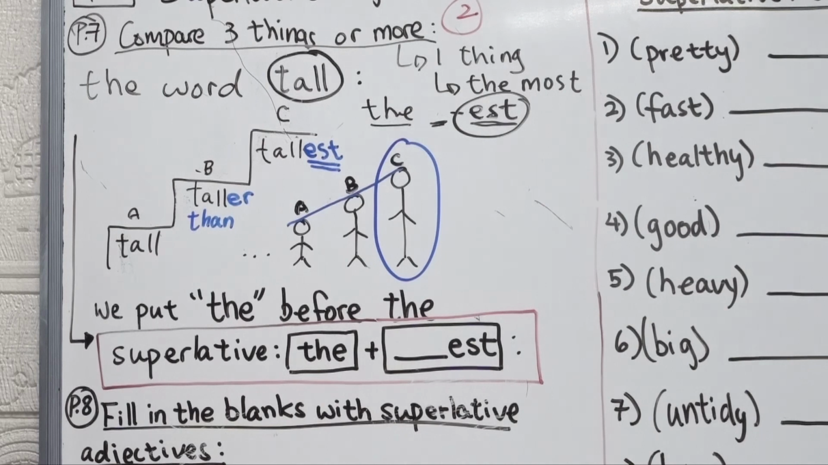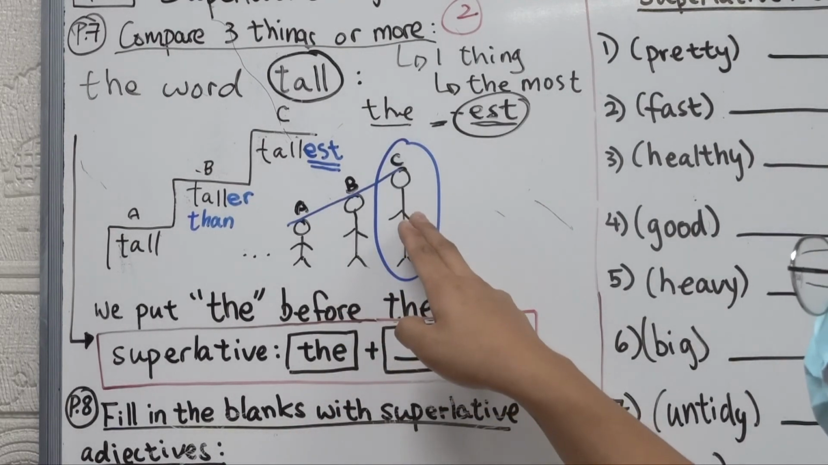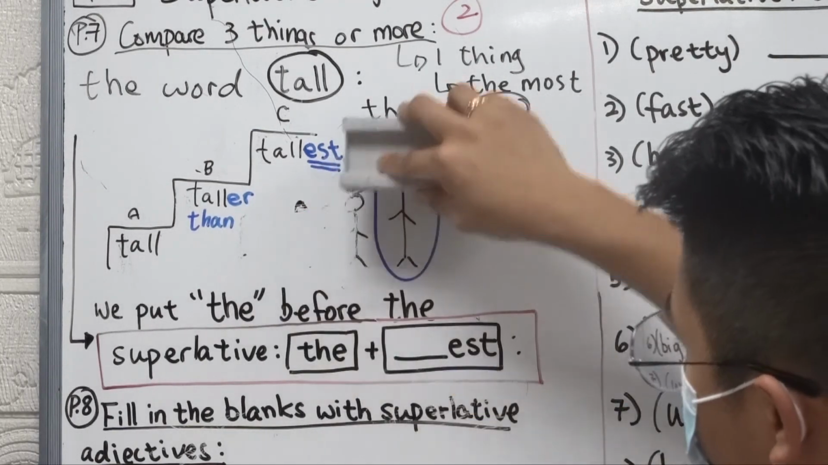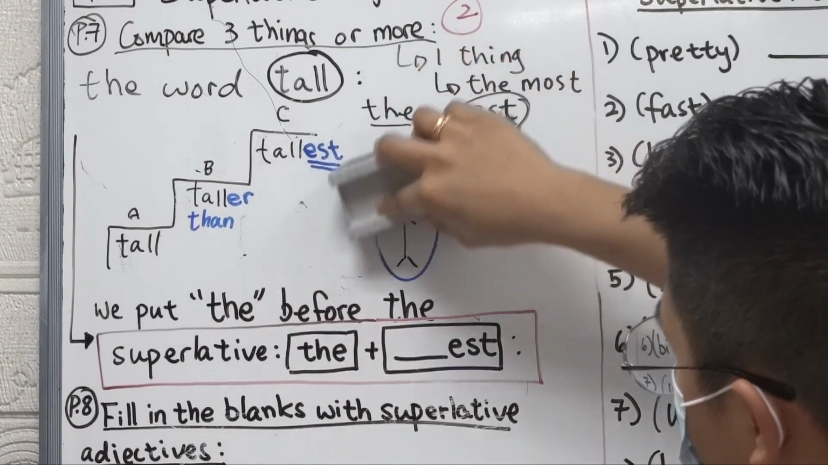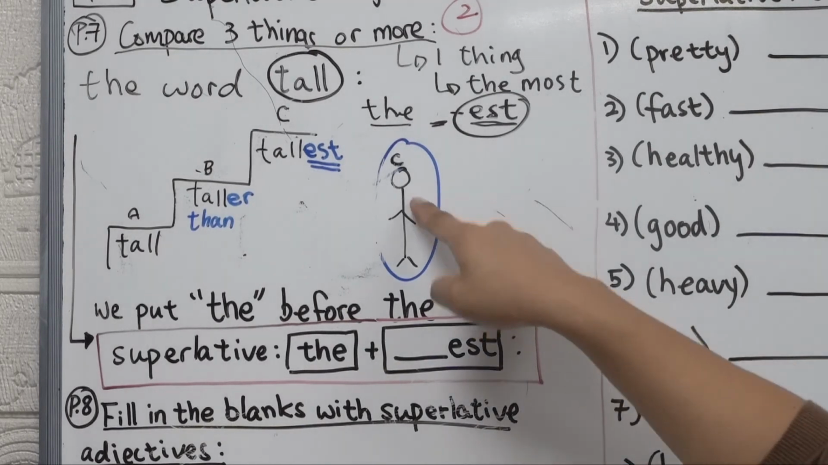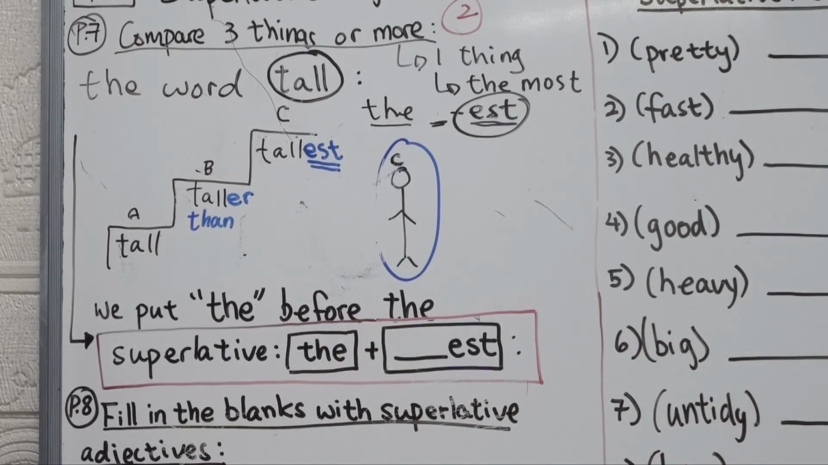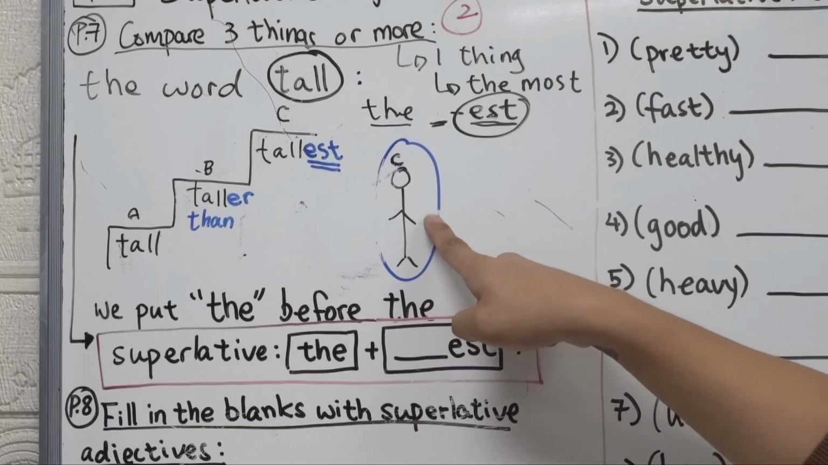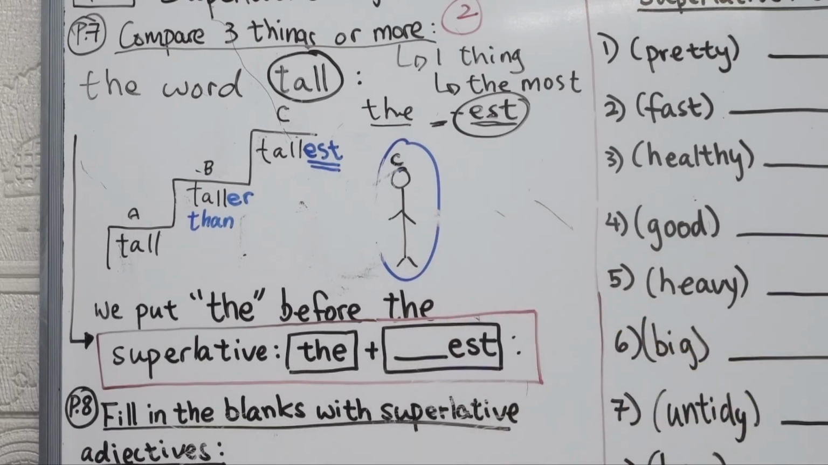Now, if we're talking about one person only, we know that C is very tall, but we don't have A and B. Let's try to remove A and B. But we know in maybe our classroom that C is the tallest one amongst everybody. We don't need to compare with 2 other people or 4 other people. We just know the truth that C is the tallest. So sometimes even just talking about one thing, we can use a superlative to show that they are the most something.